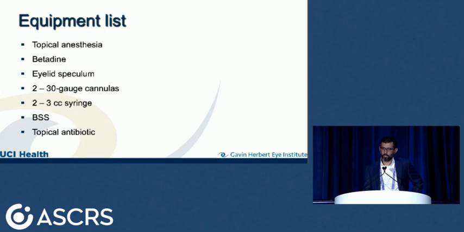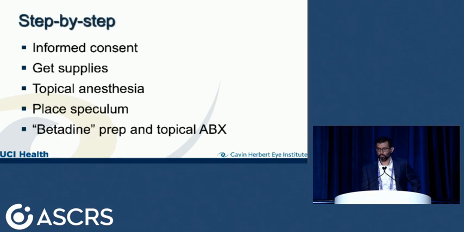So what you need: I do this at the slit lamp, so topical anesthesia, betadine, an eyelid speculum. I have two 30-gauge cannulas available, two 3cc syringes, some BSS, and topical antibiotic. Certainly you want to get informed consent for these patients and make sure all your supplies are there. The last thing you want is to be ready to go and then have to run and get something and come back.